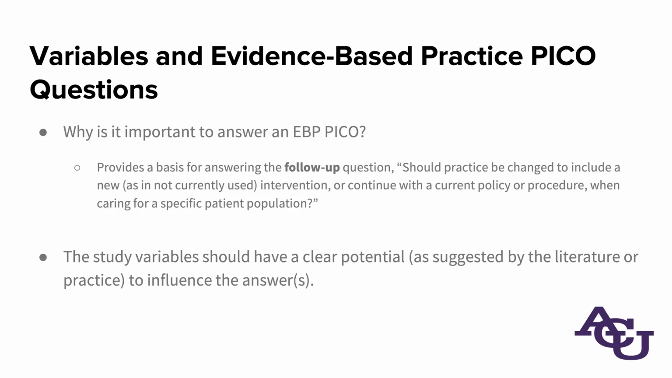Now, when you are answering your evidence-based practice PICO question, you want to make sure that the variables that you are tracking, and these are the variables that you'll be drafting and putting in your table for this assignment, have a clear potential to influence the answers. And how do you know the clear potential? Well, there are two main ways in this context. Ideally, it will be both: suggested by the literature and suggested by your professional experience and practice.